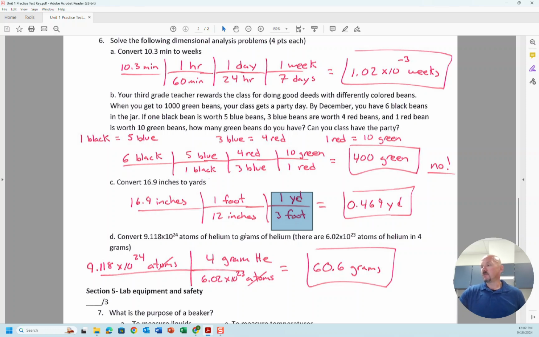Were you able to come up with that equality in your head? 36 inches equals 1 yard, and then you can make that conversion factor. But if not, inches in a foot, feet in a yard, hopefully. If you don't, yikes. Something to think about.